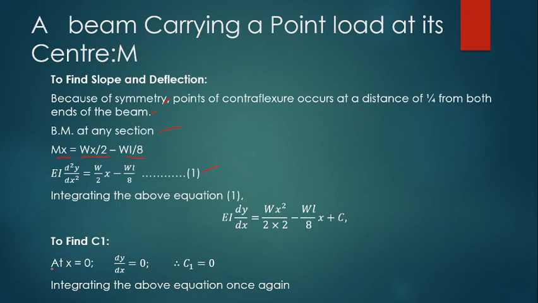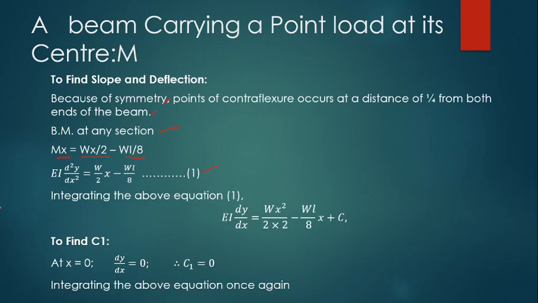To find C1, let us substitute the boundary conditions. What are the boundary conditions? dy by dx is nothing but slope. We know a beam fixed at both ends will have zero slope. Therefore, at x is equal to 0, exactly at the support, slope is also 0. When you substitute dy by dx is equal to 0, multiplied by EI, everything will be equal to 0 on the left side. Similarly, on the right side, x value is 0, so both these terms will be 0. Finally we are left with C1, therefore C1 is 0.